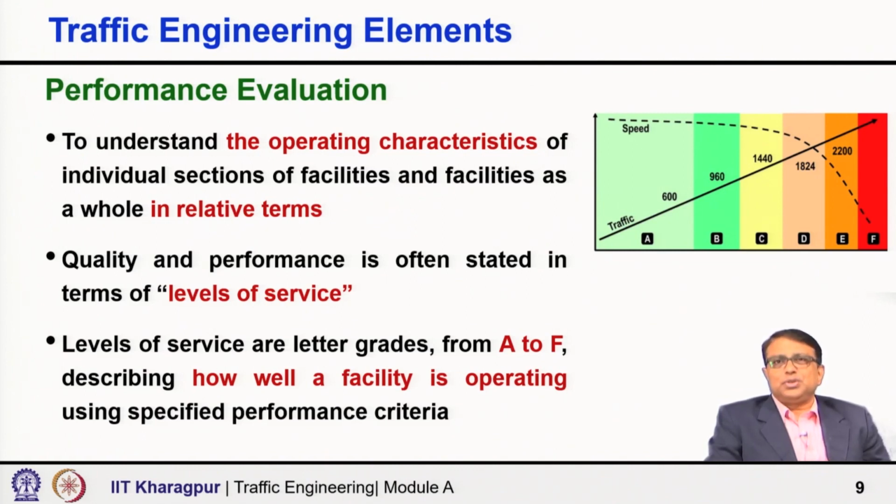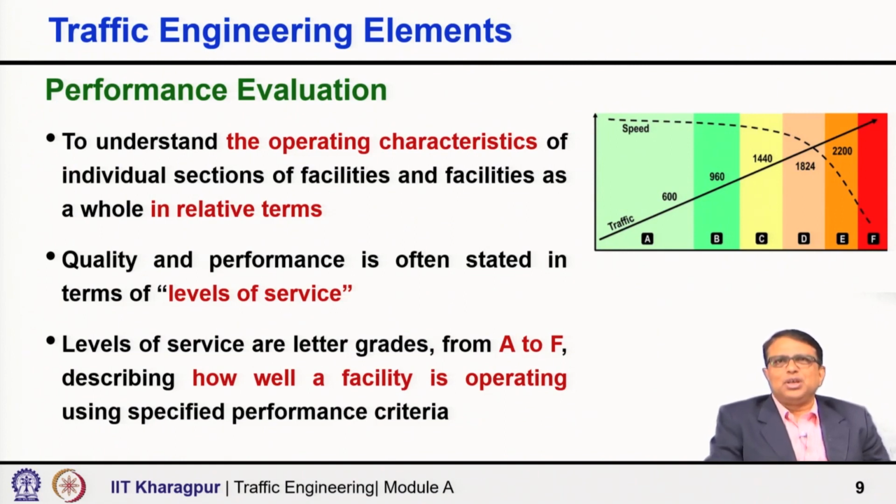It is a qualitative measure which includes comfort, convenience, and many other aspects of travel, and is normally expressed using letter grades A to F. Six levels of service are generally accepted worldwide. In every country probably similar things are taken. Six levels of service are very common and they are designated as LOS A to LOS F, indicating how well a facility is operating, right. So, A is the best, F is the worst.